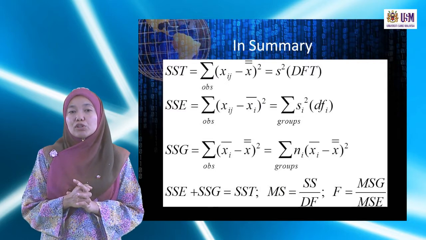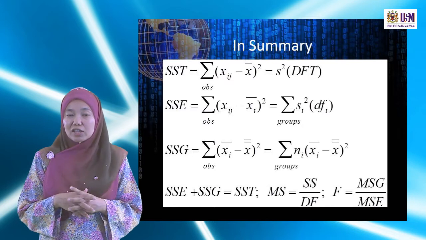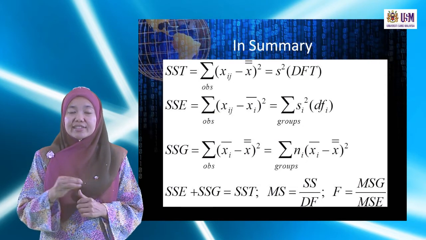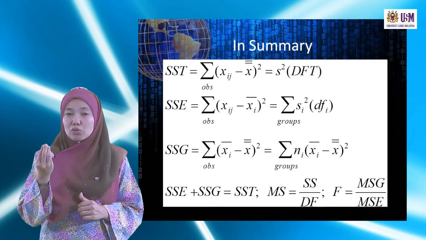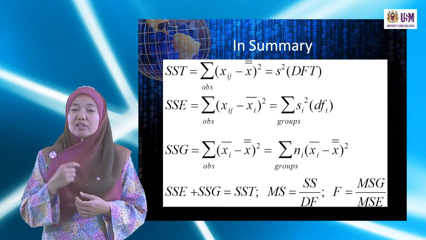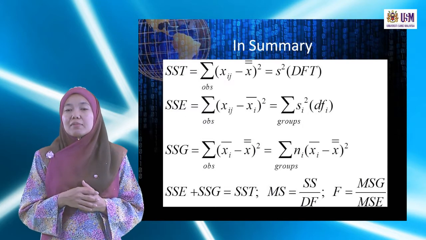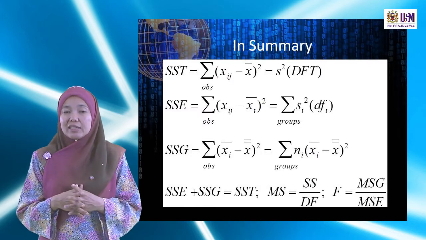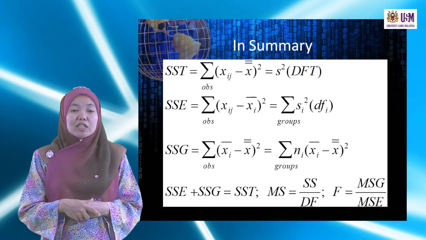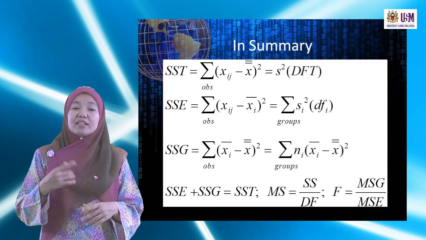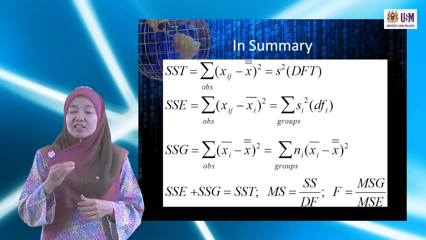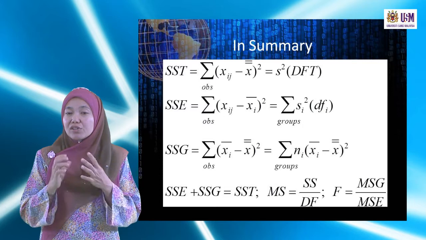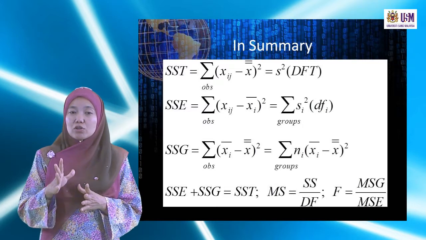If you look at the sum of square for total, it is given as the summation of all observations xij minus the grand mean, you square and then you add up. In terms of another formula, that is the variance squared multiplied with the degree of freedom for the total, DFT, capital because it refers to the total. In the second line, the sum of square for error is given as each observation in the group minus the mean of that group, x bar I. Xij minus x bar I, you take the square and then you add up all items. This equals the variance for that group multiplied with the degree of freedom for that group I.